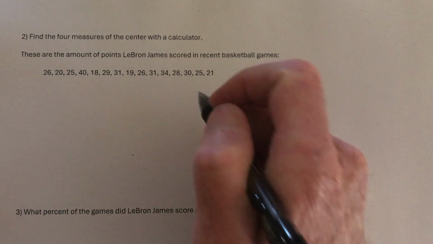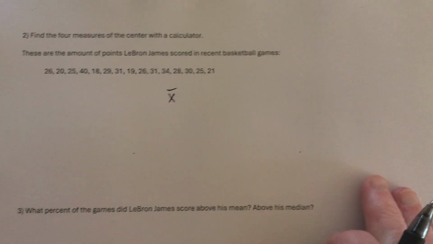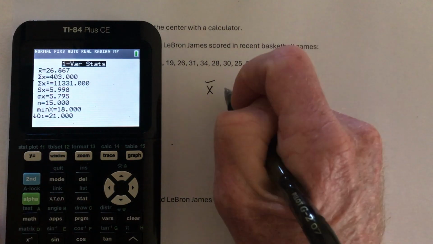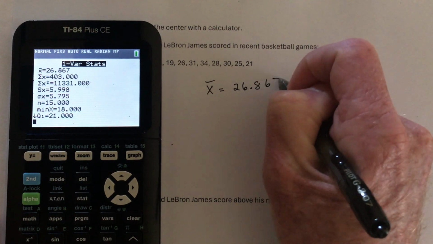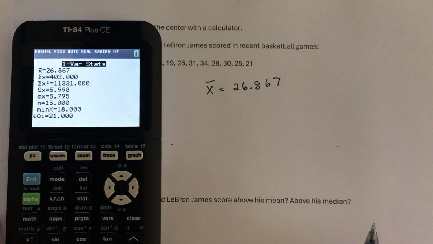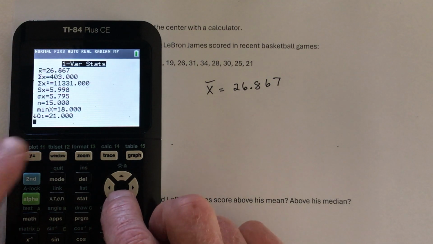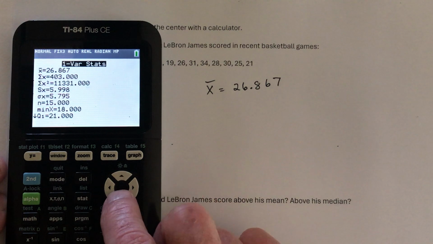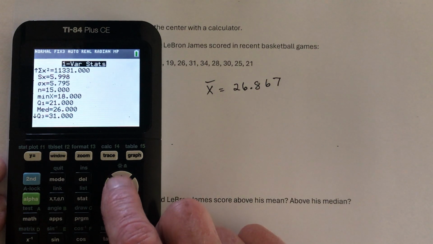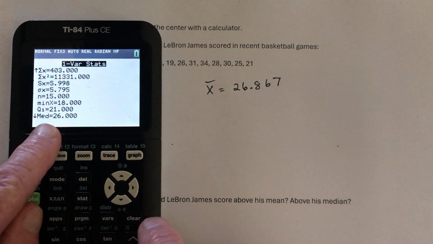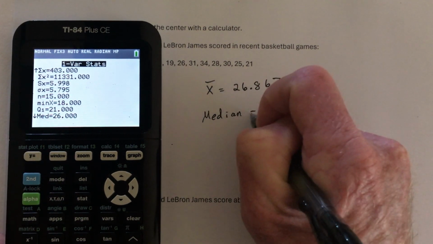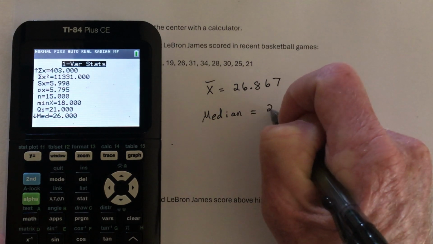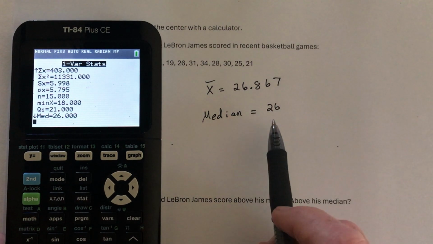So the mean equals 26.867. And next is the median. So this little arrow right here is saying scroll down. So just scroll down. And then it says that the median is the 26. So the median equals just a 26. So if you put them in order, that would be the middle number.